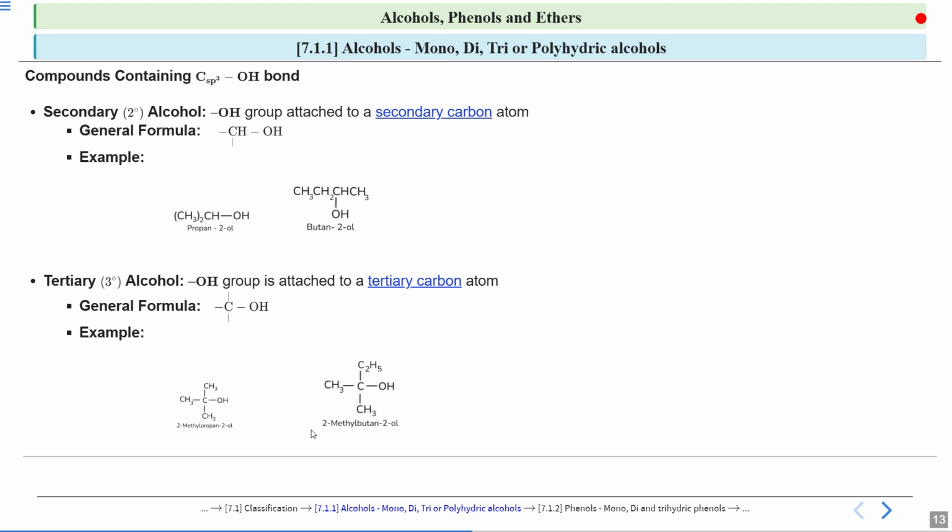Similarly, the other example, 2-methylbutan-2-ol, is a tertiary alcohol, where this hydroxyl group is attached to a carbon, and this carbon is attached to three other carbons. So this is a tertiary alcohol.